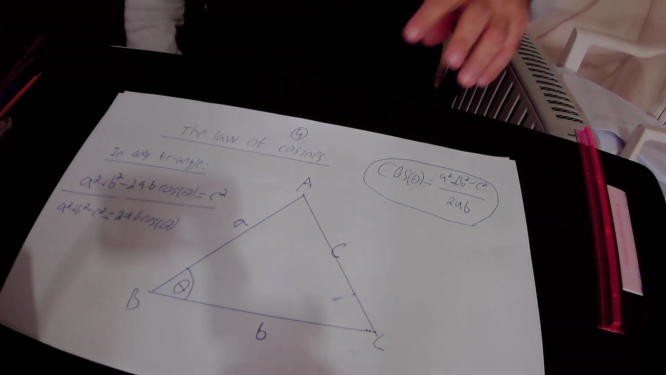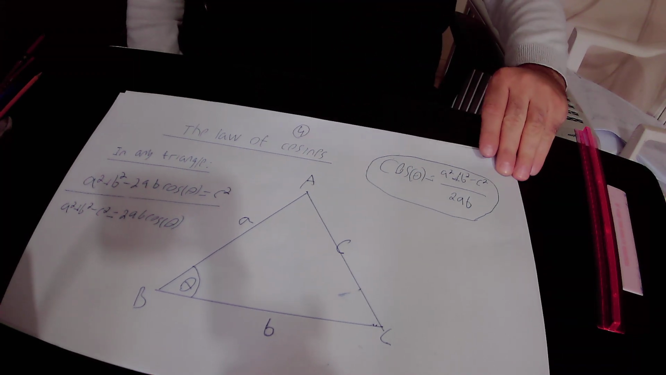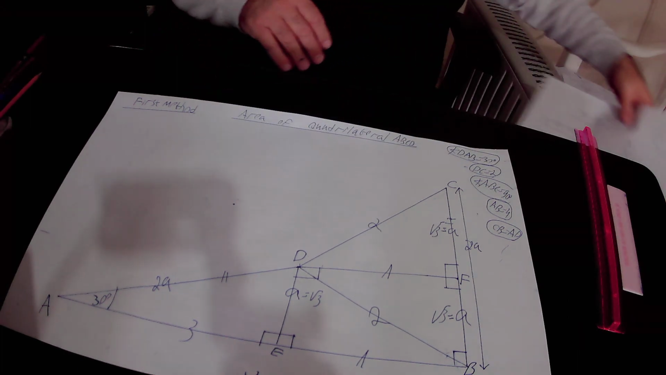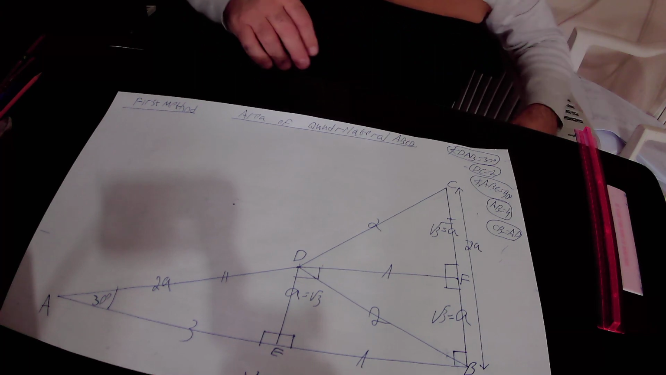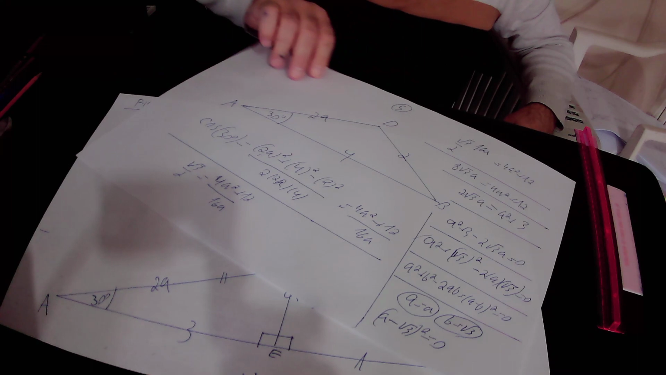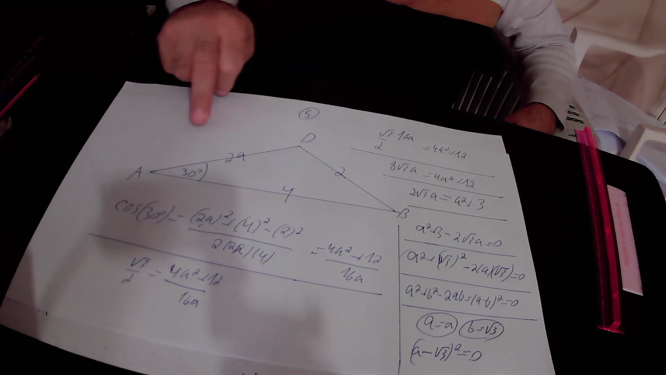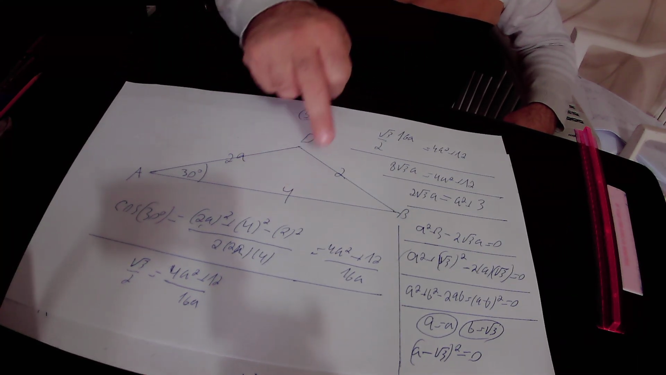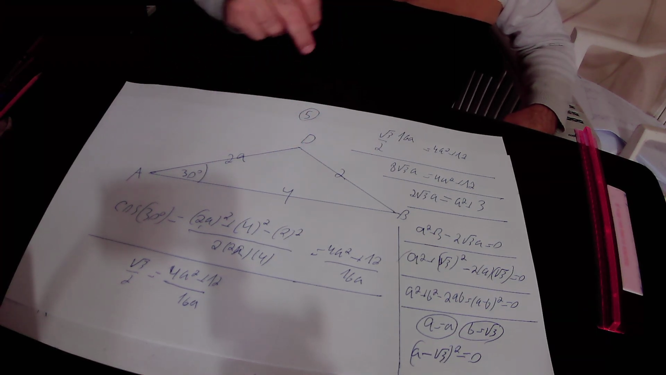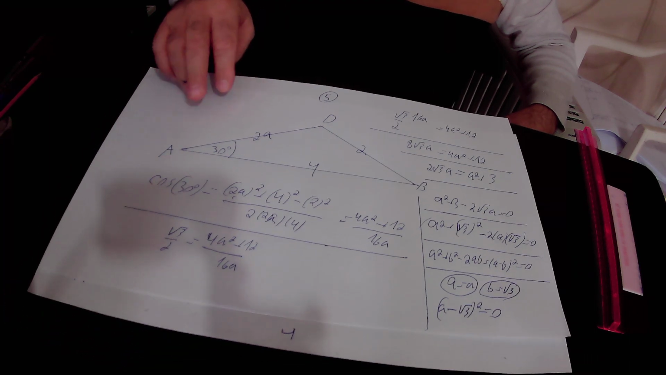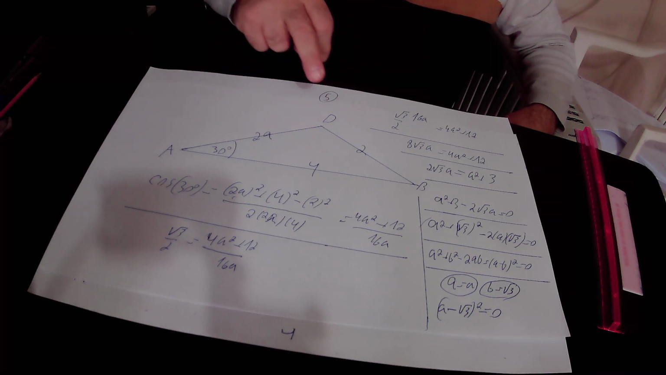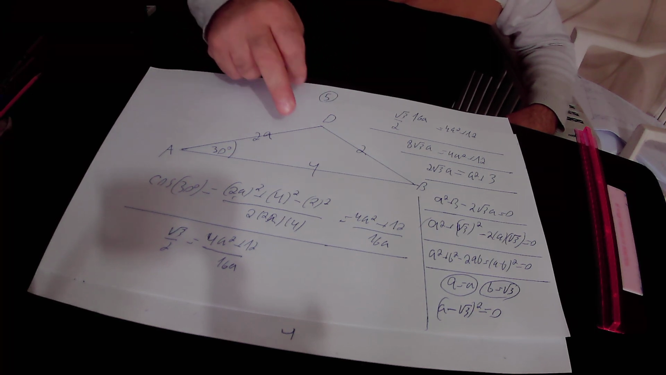And we will implement the law of cosines on our triangle DAB. So I copied triangle DAB in a new page, and we implemented the law of cosines in this triangle DAB. So this is triangle DAB. We know that DA equals 2a, AB equals 4 units, DB equals 2 units, angle DAB equals 30 degrees. According to the law of cosines, cosine 30 degrees equals (2a) squared plus 4 squared minus 2 squared over 2 times 2a times 4.